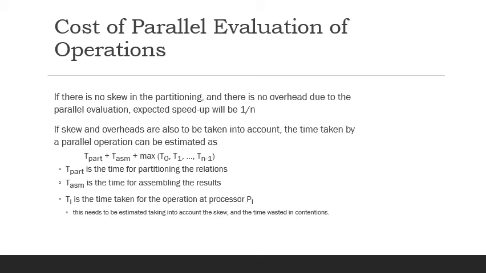If skew and other overheads are also to be taken into account, the time taken by a parallel operation can be estimated as t_part plus t_asm plus max of t0, t1, ..., tn-1, where t_part is the time for partitioning the relations, t_asm is the time for assembling the result, and ti is the time taken for the operation at processor Pi. This needs to be estimated taking into account the skew and the time wasted in contentions.